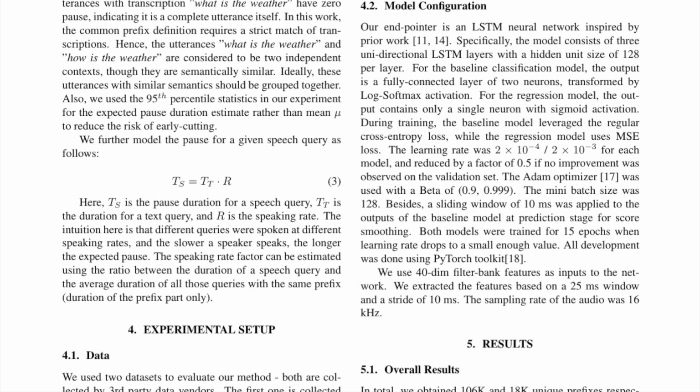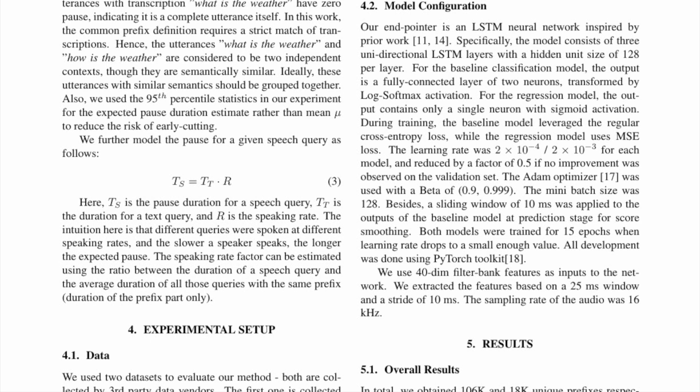During training, the baseline model leveraged the regular cross-entropy loss, while the regression model uses MSE loss. The learning rate was 2 times 10 to the power of -4 to 2 times 10 to the power of -3 for each model, and reduced by a factor of 0.5 if no improvement was observed on the validation set. The Adam optimizer was used with betas of 0.9 and 0.999. The mini batch size was 128.